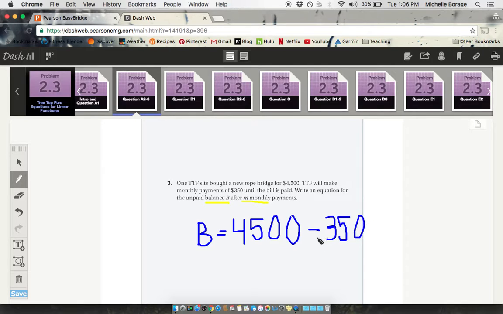Now we don't just take away the $350 once, we take it away every month. So we want to multiply that 350 by M, and M represents the number of months. So if 2 months went by, we would put a 2 there. If 3 months went by, we would put a 3 there. So our balance, B, is equal to 4,500 minus 350M. So now we're going to go on to complete the rest of this investigation. I'm not going to go over each one with you anymore, but I am going to introduce each one for you. So we're going to go on to question B1 now.